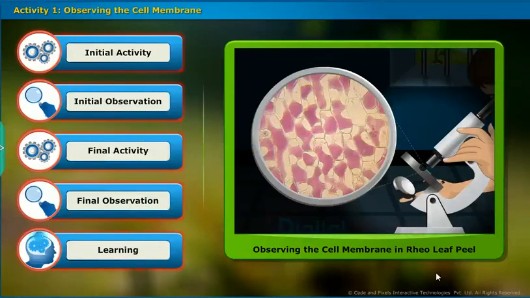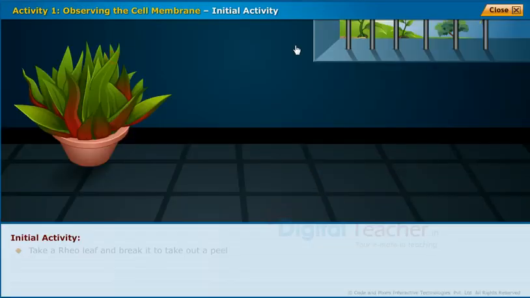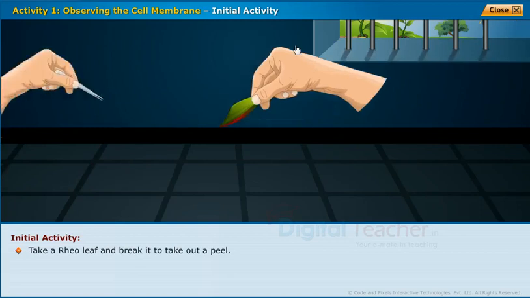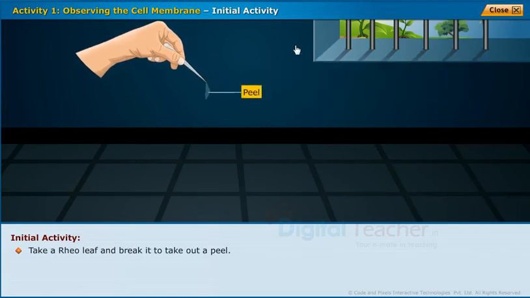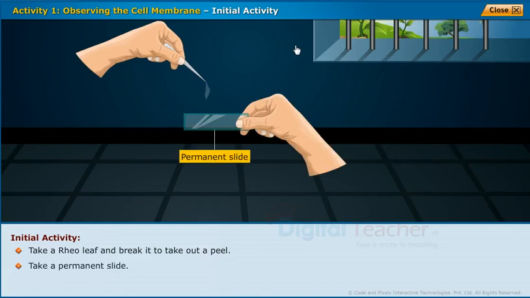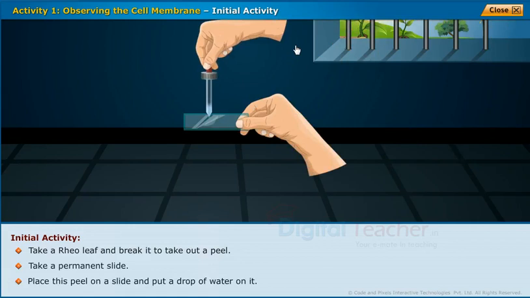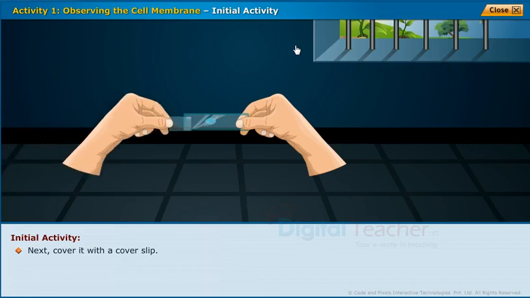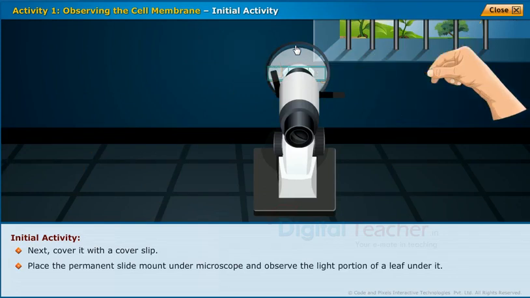Here, let us perform an activity to observe the cell membrane in real life. Click each tab to know more. Take a Rheo leaf and break it to take out a peel. Take a permanent slide. Place this peel on a slide and put a drop of water on it. Next, cover it with a cover slip. Place the slide under the microscope and observe the light portion of a leaf under it.